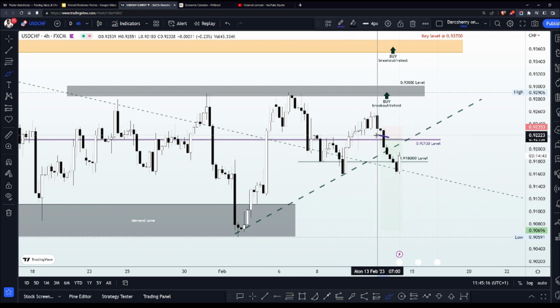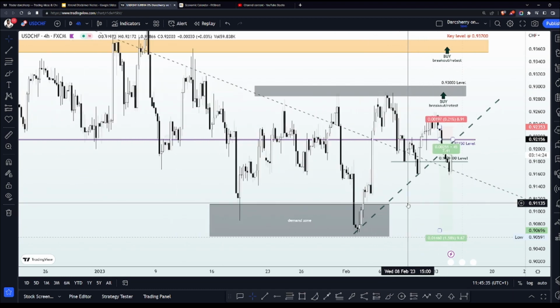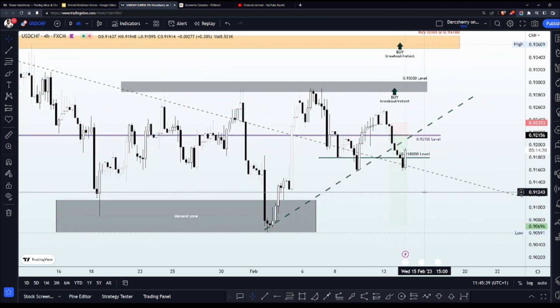what happened here. During the New York session yesterday, we saw the breakdown of the 0.9150 level, which led to the breakdown of that bullish trend line here, and price action moved about how many pips was that from the structure? Moved about 50 pips in our direction before this bullish momentum started here. Now that we have the situation we have here right now, how do we intend to trade the USDCHF for this week, for today rather?